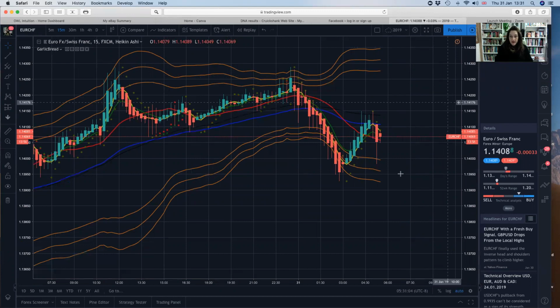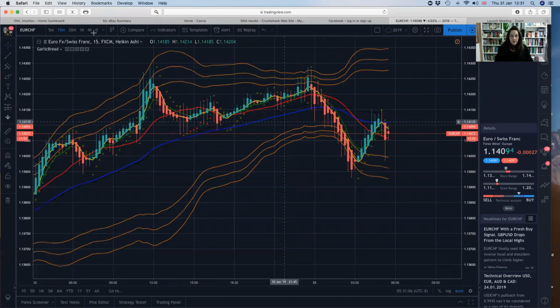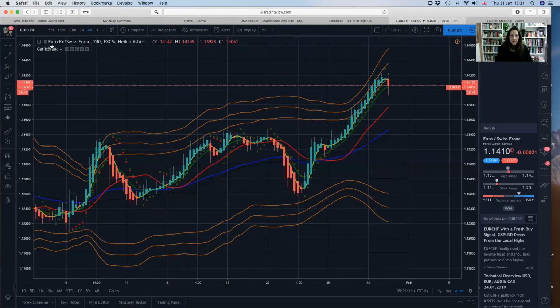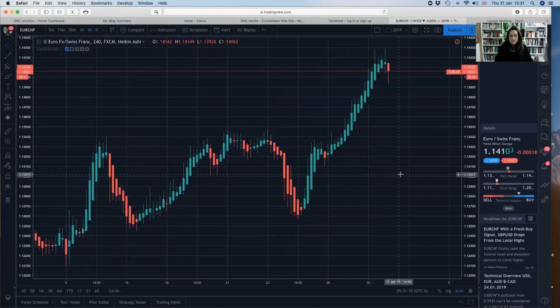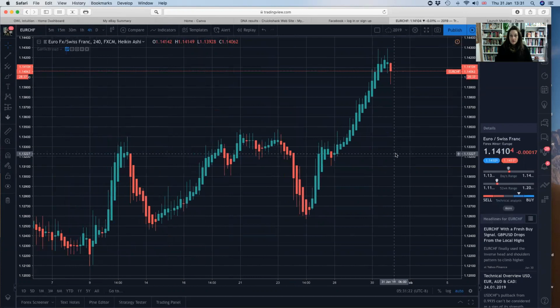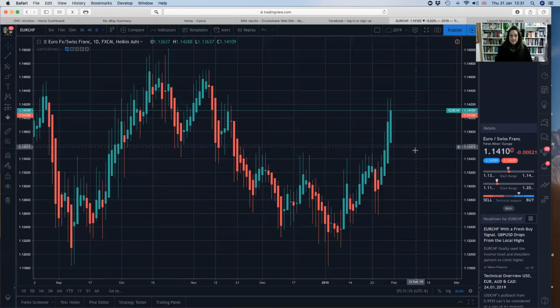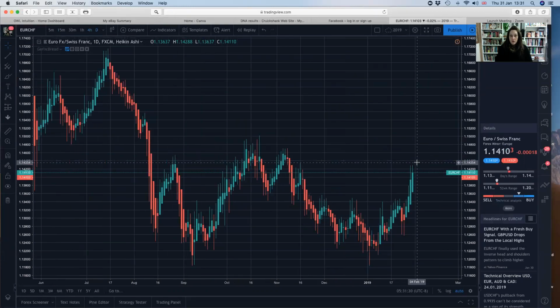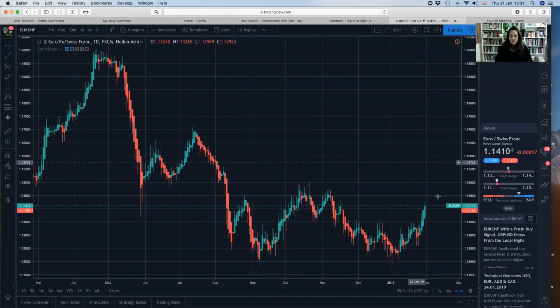So this morning I got a SAR alert on the Euro CHF to tell me that it was a sell. Let me just get rid of my indicators. So we had a sell on the 4-hour chart. What I tend to do is start off by going to the daily on that particular pair and having a look at what exactly this pair is doing.